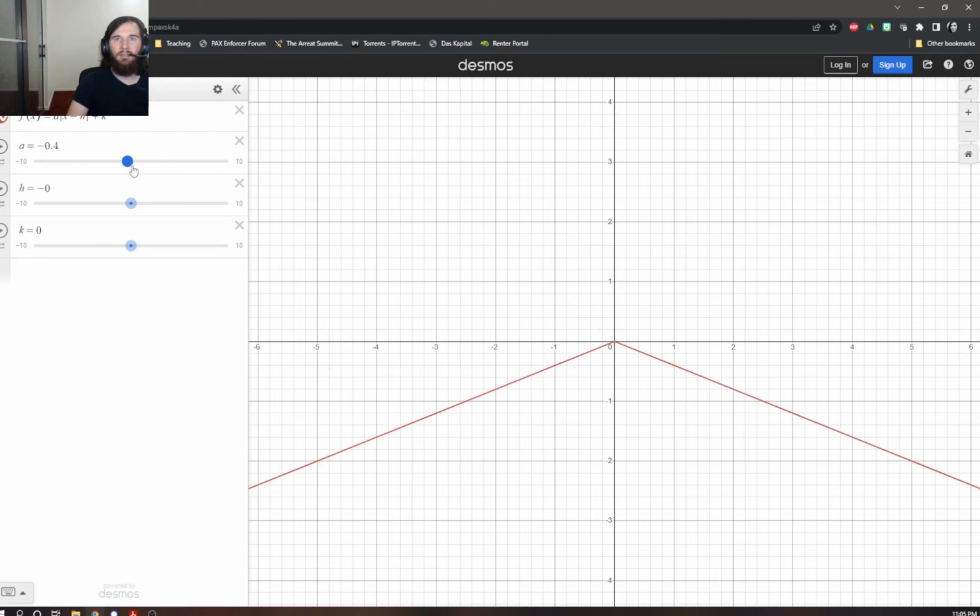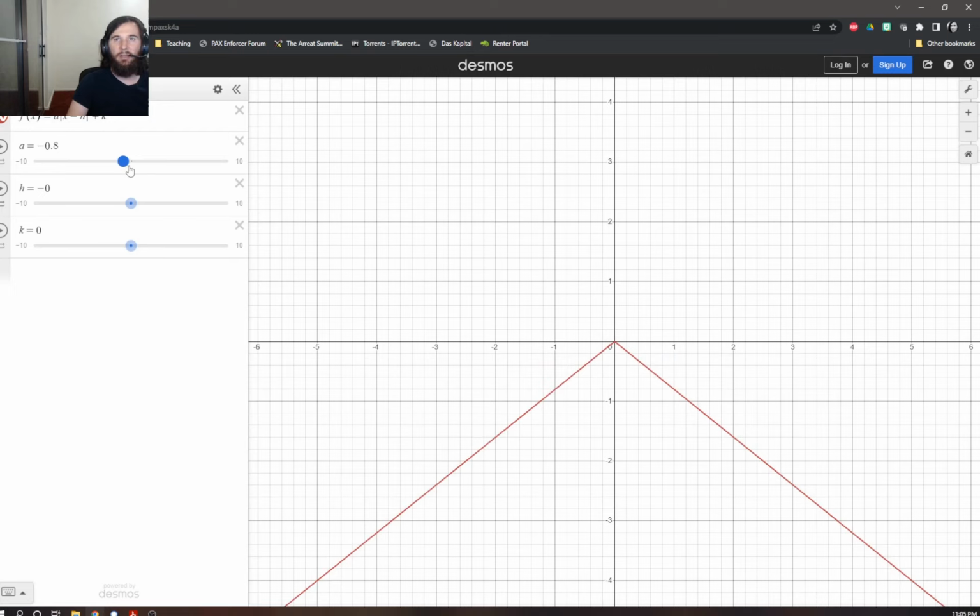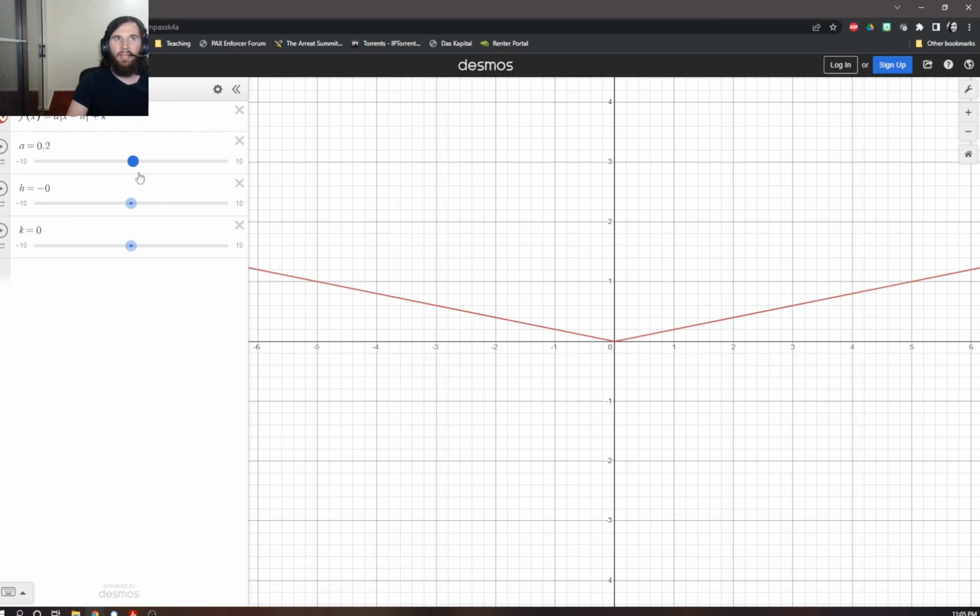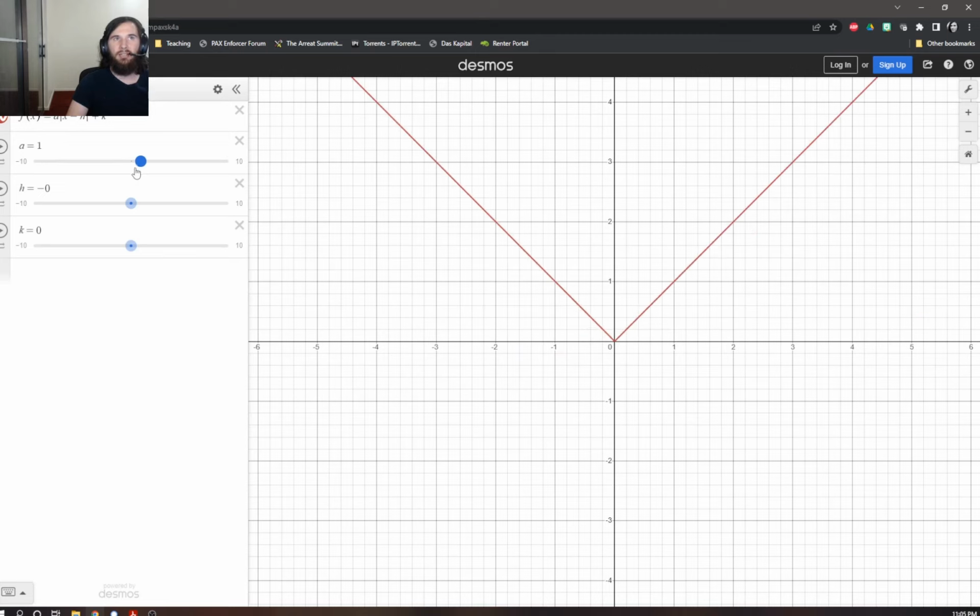And if we make it negative, it does the same thing, but it flips over, and now it's reflected and it's upside down. So a, depending on if it's positive or negative, does both reflections and dilations, basically. Except now, instead of dilation, we call it stretch and compression.